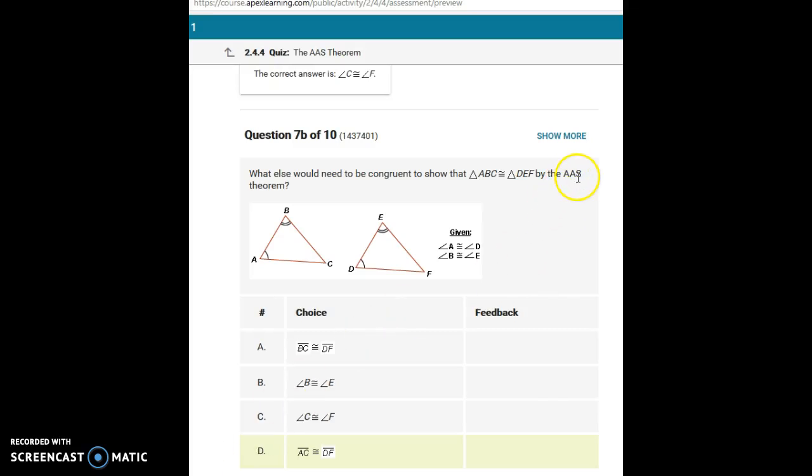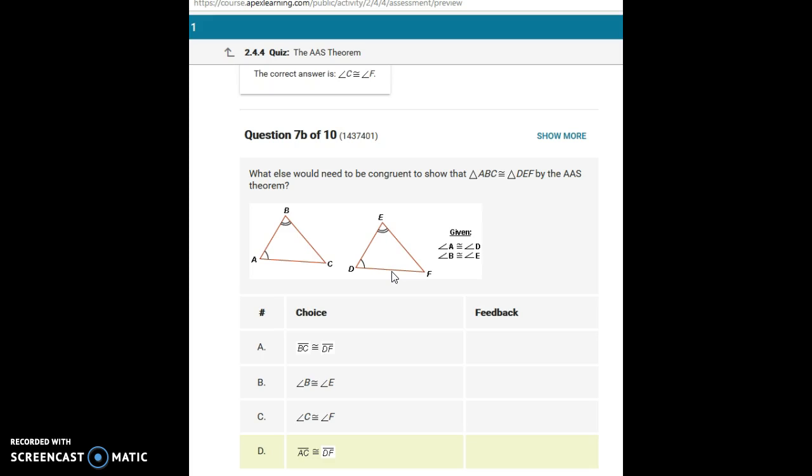Alright, so AAS: angle, angle, side. They're giving us two angles: angle E and angle B, angle A and angle D. So now we need a side. Well, it has to stay in that order, remember? AAS. Angle, angle, side.